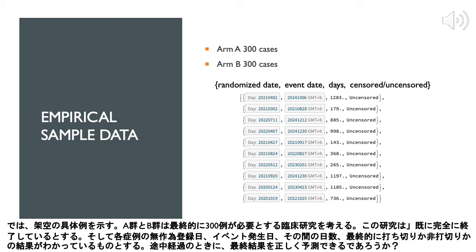Let's consider an example of a clinical study in which groups A and B require a final total of 300 cases. Assume that this study has already been completely finished. We know the date of random enrollment for each case, the date of the event, the number of days in between these dates, and the final result of censoring or non-censoring. Will we be able to correctly predict the end result when we are in the middle of the process?